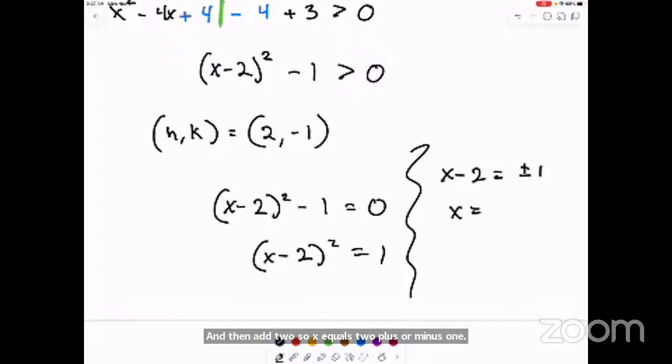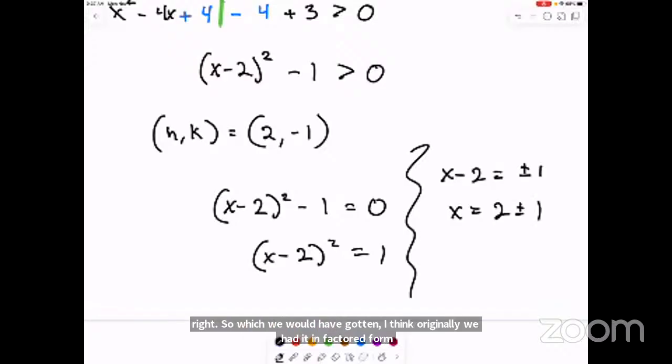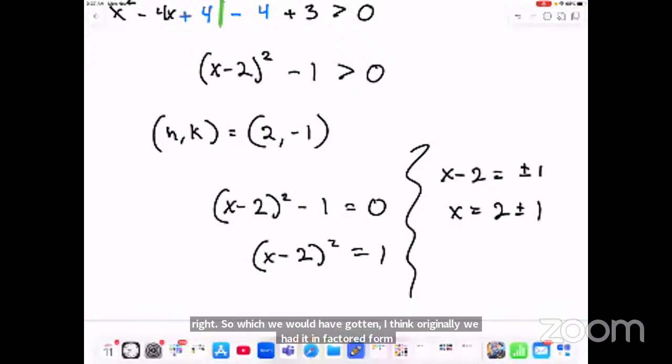Those are our x-intercepts, which we would have gotten. I think originally we had it in factored form. So I think we had it originally from there as well. So 1 and 3.